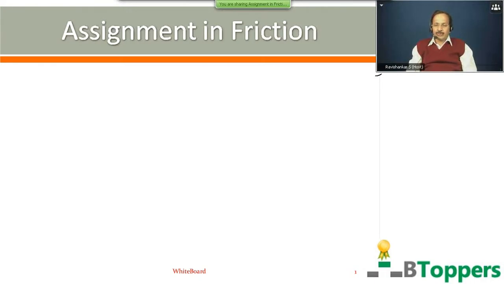So I am going to show you the continuation for the assignment in friction. So far I have shown you the 31 questions in the assignment in friction, that is questions numbering from 1 to 31. I have even discussed the solutions for all the questions in my previous classes. So next I am going to show you the second part of the assignment in friction. That is, I am going to show you the questions numbering from 32 onwards up to 60.